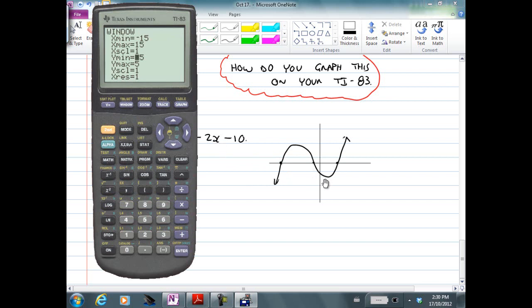Y min. What is the lowest y value you want? For now, you can have negative 15 if you want. Make sure it's negative because we're talking about the lowest y value. I'm going to make it negative 20. We're changing the Window mode right now because you've got to change your scale. Y scale would be 1. Y max I'm going to change to 20, which means my highest is 20. Y scale means how far apart each line should be. Grid, don't worry about that. That's fine for now. I'm playing the guessing game right now.